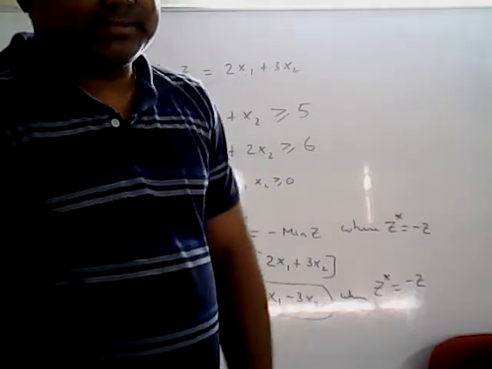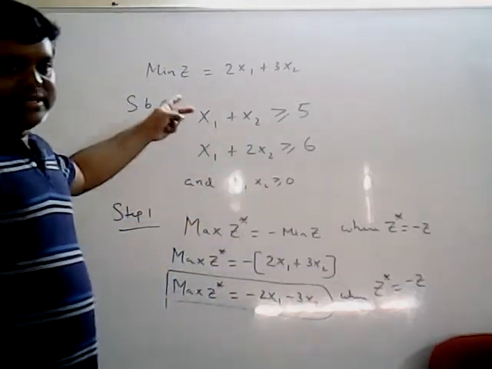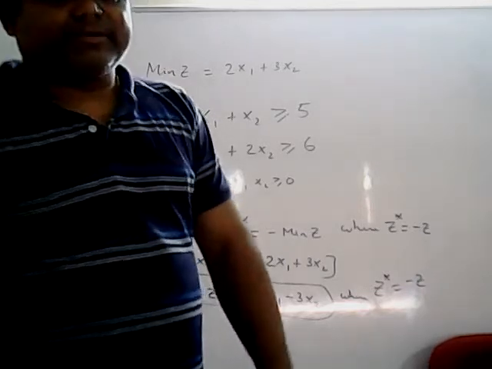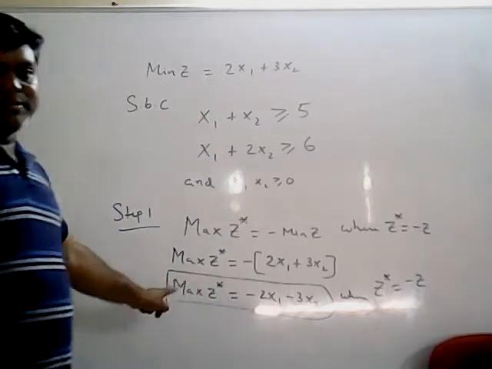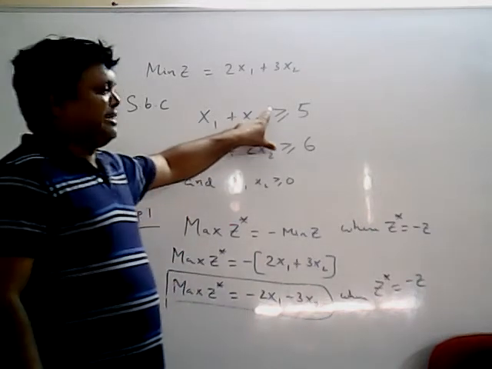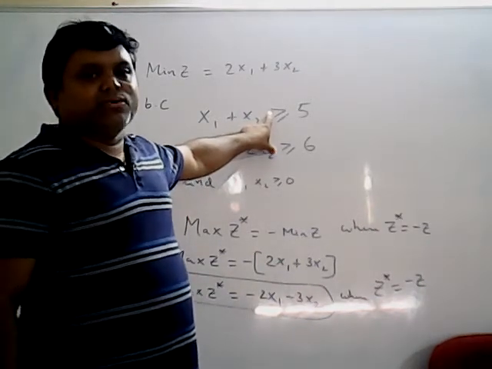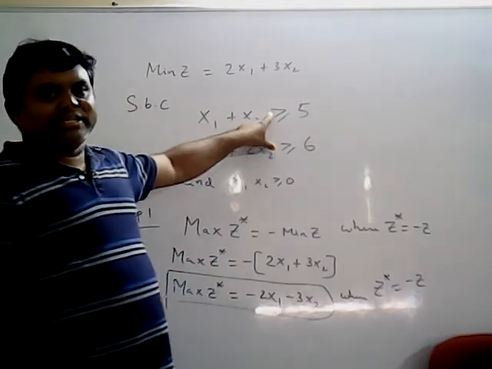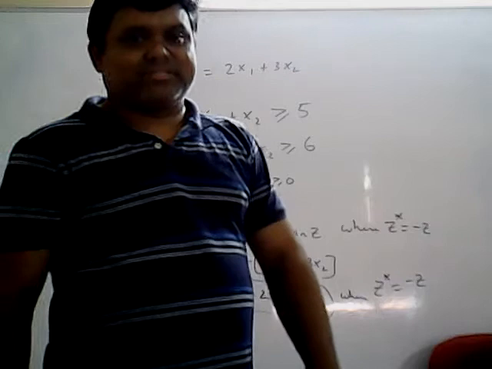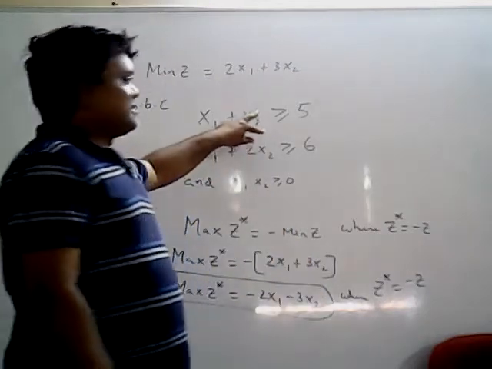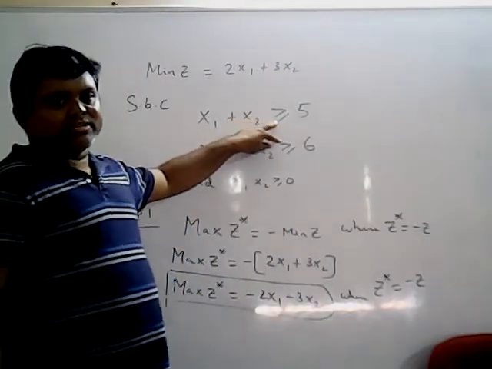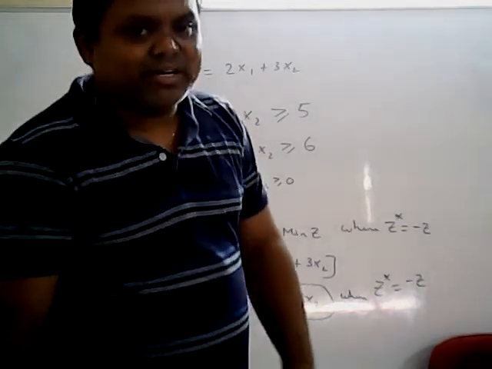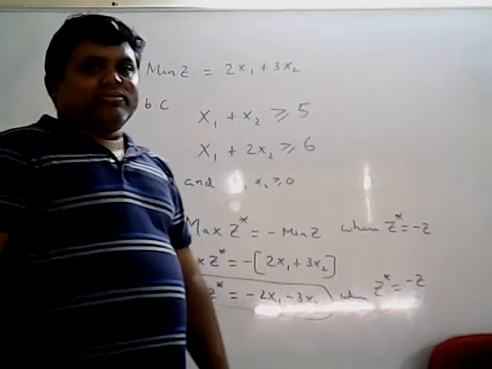Next, step number 3: convert this LPP into standard form. What is the meaning of standard form? The objective function is maximization type, and constraints are equality type. Now I require both the constraints to be equal type. So how will you make it equal type? By introducing slack and surplus variables. Slack variables are used only for less than or equal type constraints. Surplus variables are required only for greater than or equal type constraints.